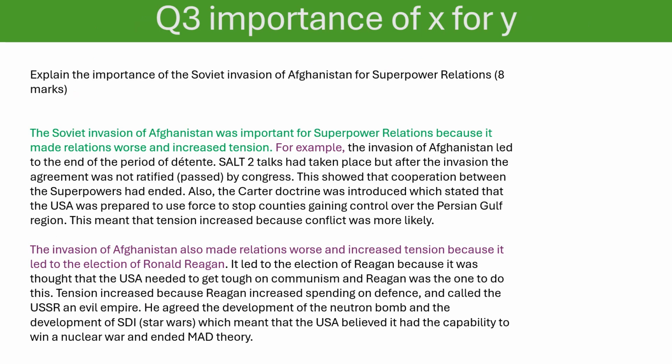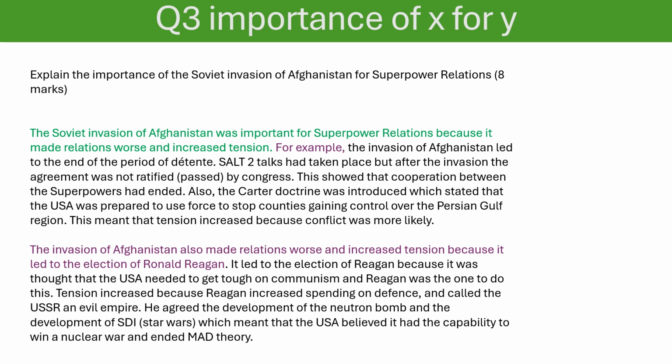So the final question is an importance question. You'll be given a choice of 3 and you're going to write about 2 of them. You'll notice this is worth 8 marks per question, which means it needs to be longer than your consequences response. So what we're looking for here is a reason why an event is important for a situation and trying to give 2 examples of that.